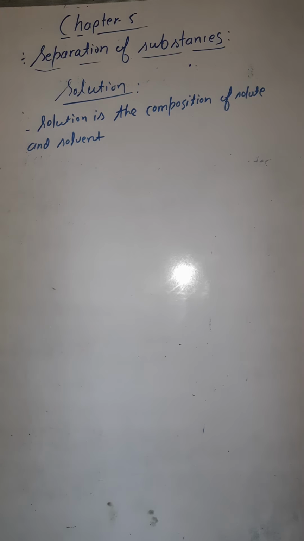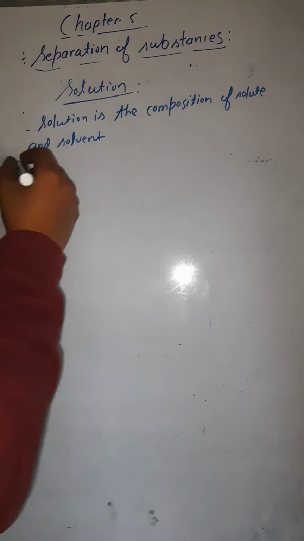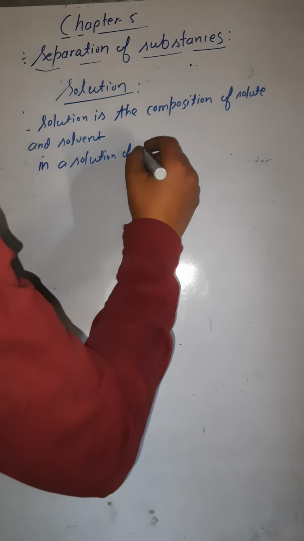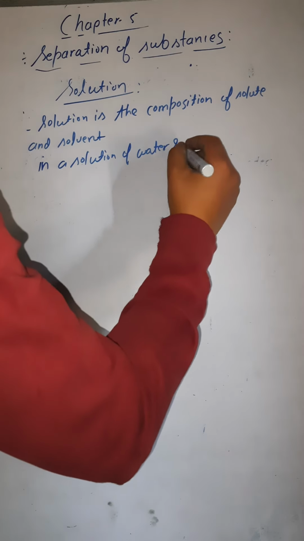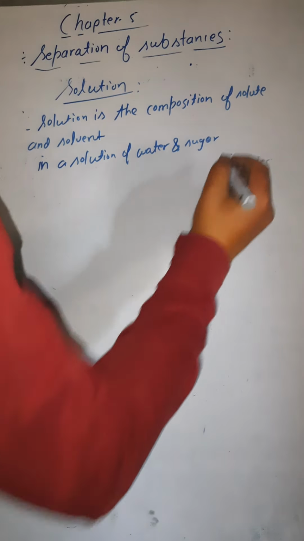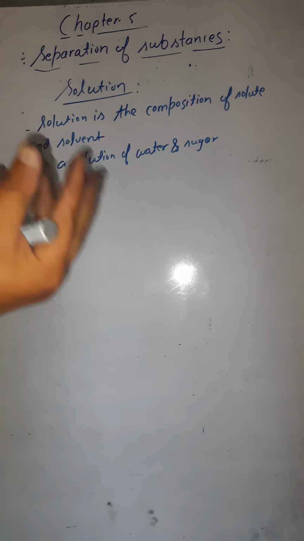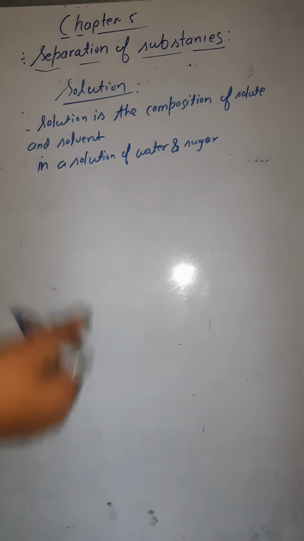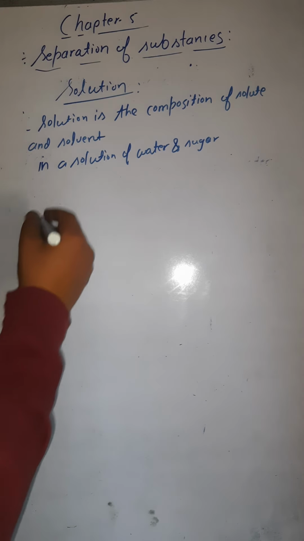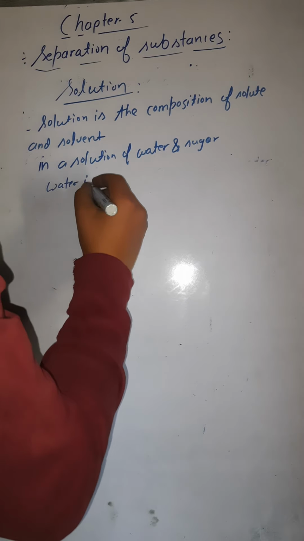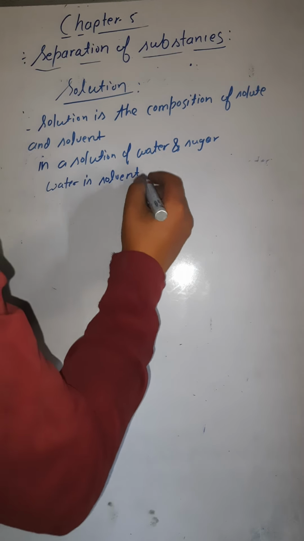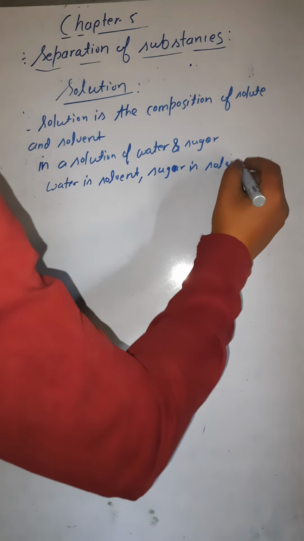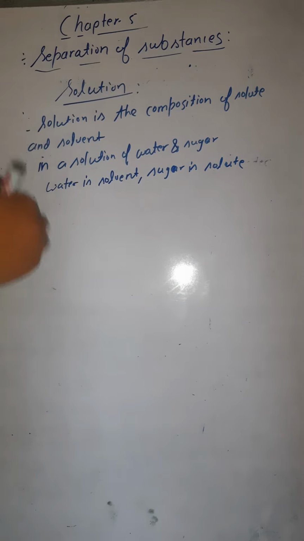Let's say suppose we have a solution of water and sugar. So water is what here? Water is solvent and sugar is solute. So here in a solution of water and sugar, water is solvent and sugar is solute.